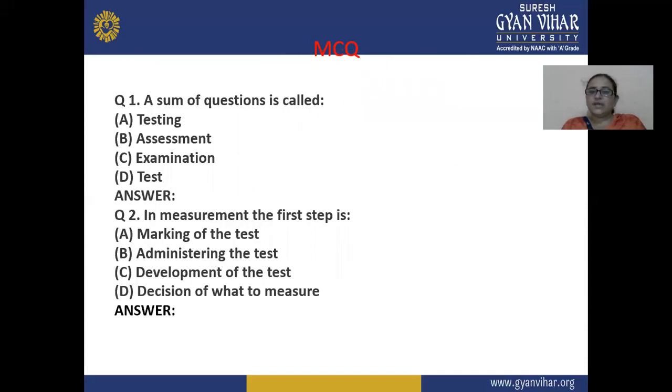Now, this is the time for a quiz. Question 1: A sum of questions is called testing, assignment, examination, or test. Give the appropriate answer. Second is measurement. The first step is marking of the test, administering of the test, development of the test, decision of what to measure.